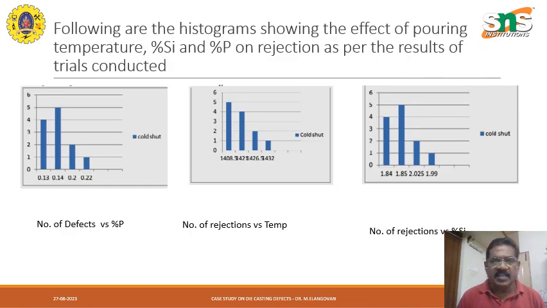Now the following are the histograms showing the effects of pouring temperature, percentage of silica, and percentage of phosphorus on rejection. As per the results of the trials conducted, the number of defects are shown here, the number of rejections based on the temperature are shown here, and the number of rejections based on the silica are also shown here. Now these are being plotted only for the trials that have been taken.